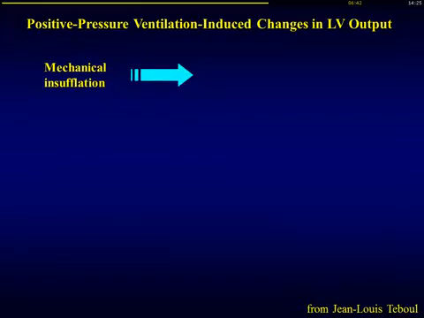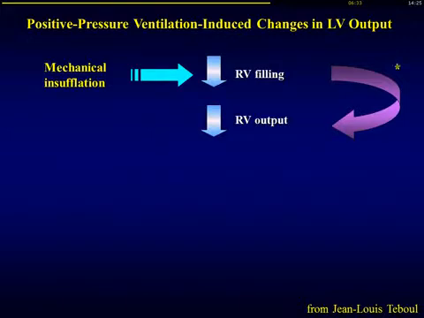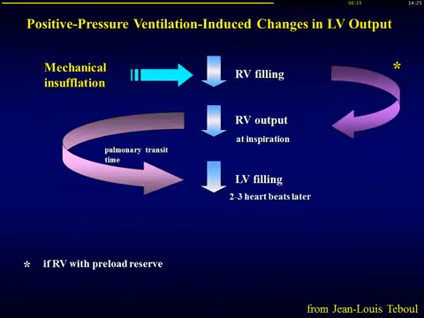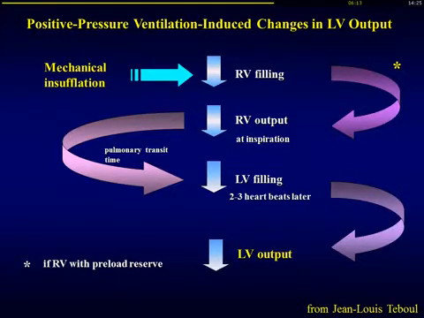So the principle, and this is a slide I borrowed from Jean-Louis Teboul, a good friend, is that with mechanical inflation, there's a decrease in the venous return, remember, causing the decrease in right ventricular stroke volume that occurs if your right ventricle has preload reserve. So if you're in cor pulmonale, it won't happen. And of course, this goes on in inspiration. And then after about 2 to 3 beats, there is a decrease in left ventricular filling, which will then cause a decrease in left ventricular output if the left ventricle has preload reserve, and of course this occurs at expiration.